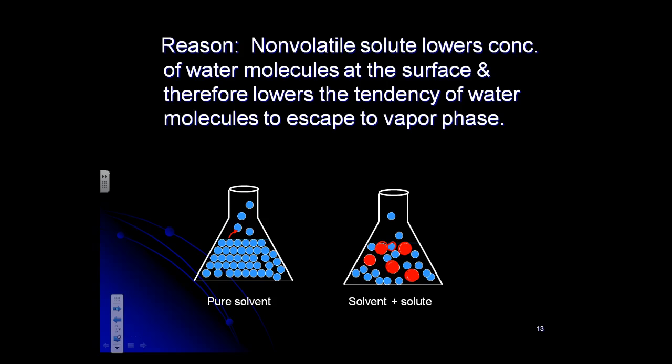And I think that's what this says. A non-volatile solute. Now, volatile means that it is very easy to evaporate. We have to talk about this principle with non-volatile solutes, otherwise they're evaporating and it's changing our concentration all the time. So we just say it's a non-volatile solute, something that doesn't easily evaporate. It lowers the concentration of water molecules at the surface, and therefore lowers the tendency of water molecules to escape to the vapor phase. So that should explain vapor pressure lowering. The vapor pressure becomes lower because not as much solvent can evaporate.